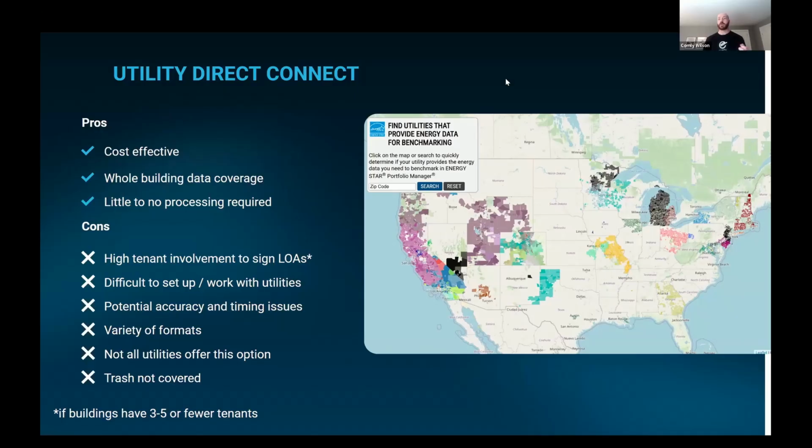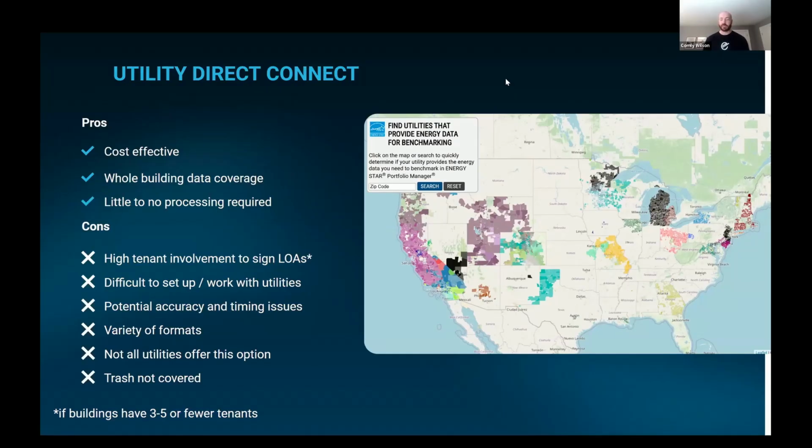There should be some kind of basic quality assurance, but for the most part, you can and kind of have to take the data at face value. There's not really a lot of extra work after the data comes in from a processing standpoint. So those are all positives of getting data directly from the utility. What are the downsides? What are the negatives?